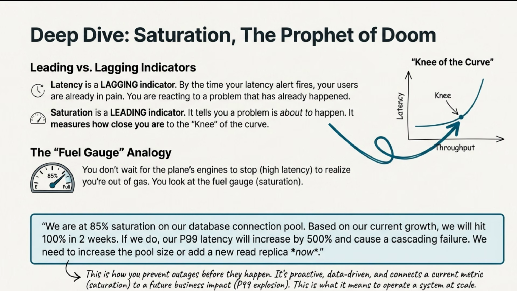Monitoring saturation is like checking the fuel gauge on a plane. You don't wait for the engines to stop to realize you're out of gas. You look at the gauge. As a senior, you should be able to point to a graph and say, we are at 85% saturation on our database connection pool. Based on our current growth, we will hit 100% in 2 weeks. If we hit 100%, our P99 latency will increase by 500%. That is how you prevent outages before they happen.